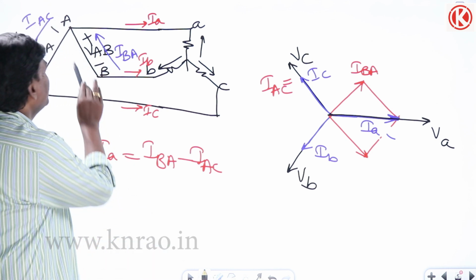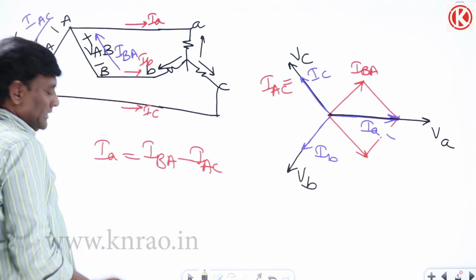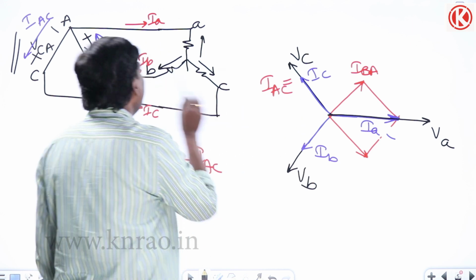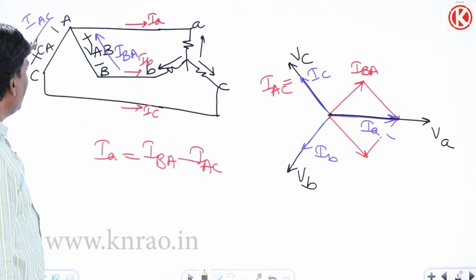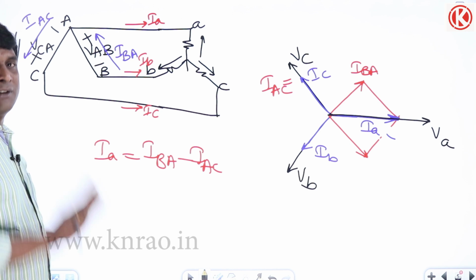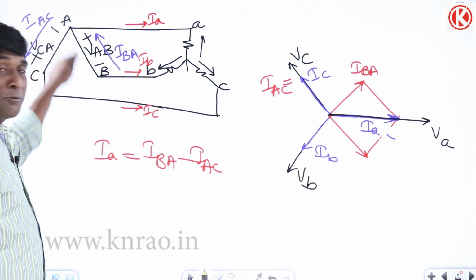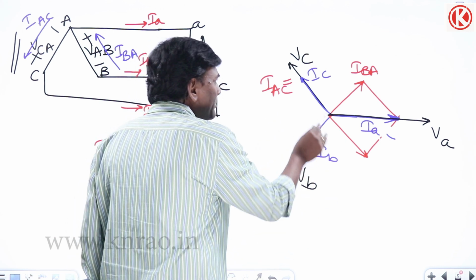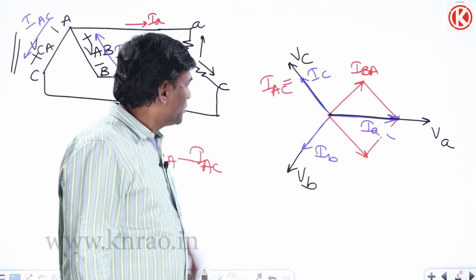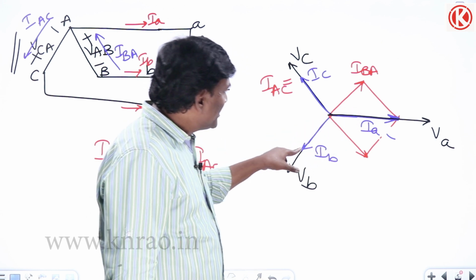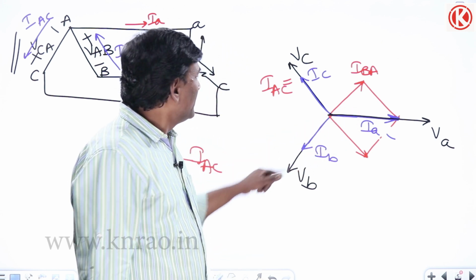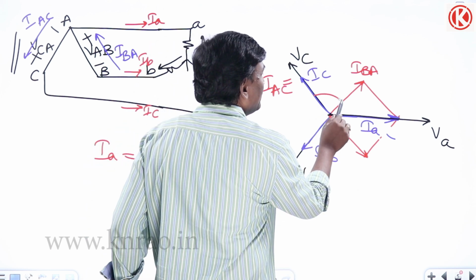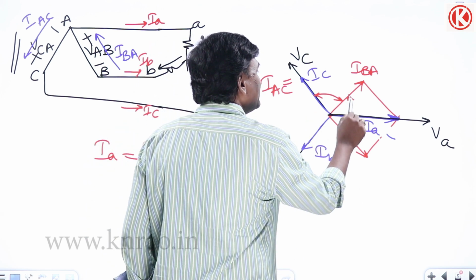See, IB equals IBA and IC equals IAC. If this phasor length is 1 per unit, or for example 1 ampere, then from here to here, how much is the angle? 120. And from here to here, how much is the angle? 120. So from here to here, how much is the angle? 60. Or from here to here, how much is the angle?